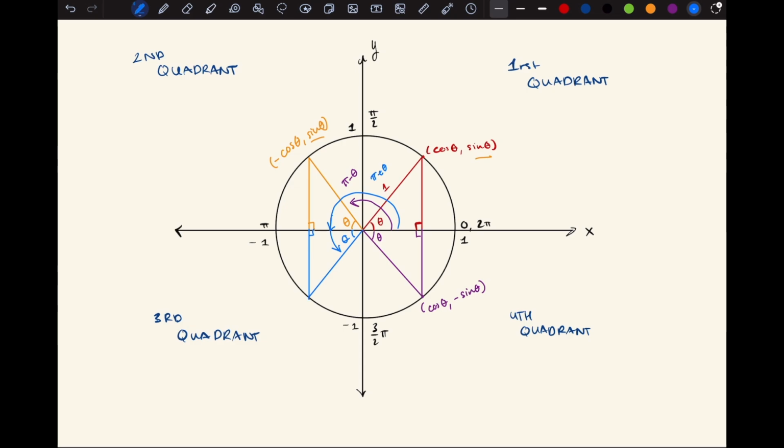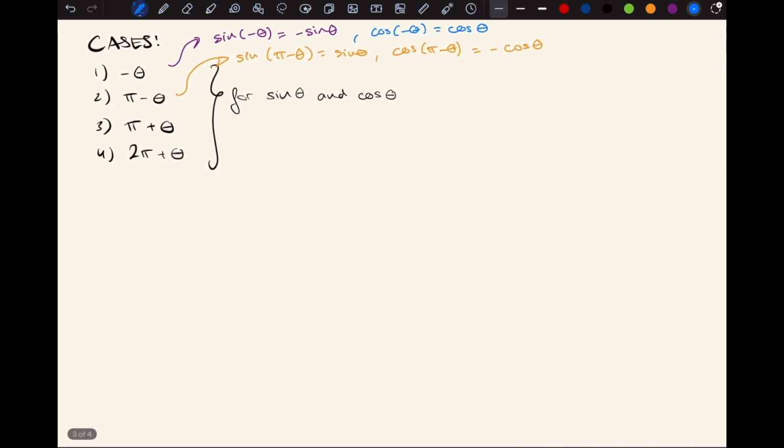And our values for sine of theta and cosine of theta are now going to be, what do we think? Both negative. We're in the third quadrant. Our y values are negative, our x values are negative, and subsequently, so are our sines and cosines. So we're going to have negative cosine of theta, negative sine of theta right here. So what we can conclude about pi plus theta is that sine of pi plus theta is going to be negative sine of theta, and that cosine of pi plus theta is also going to be negative cosine of theta.